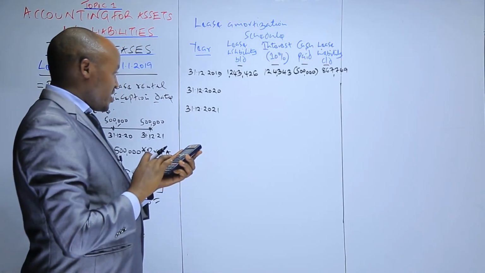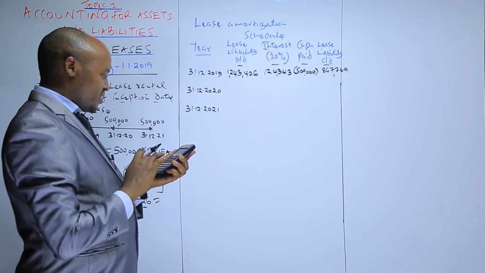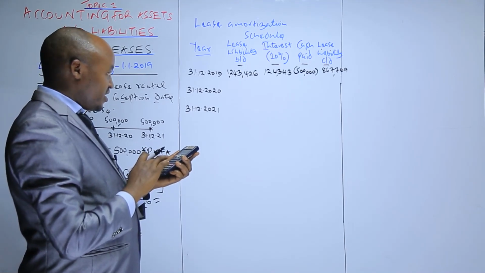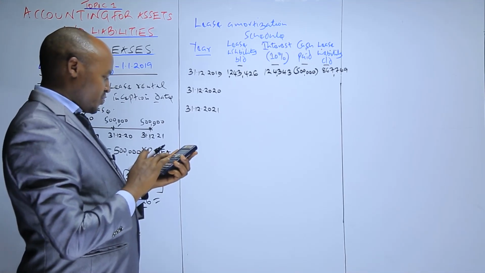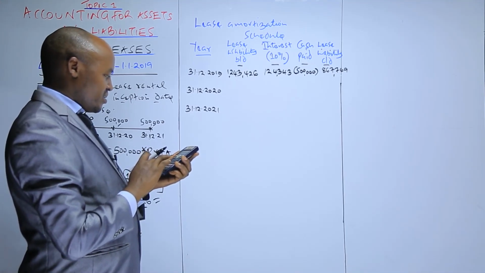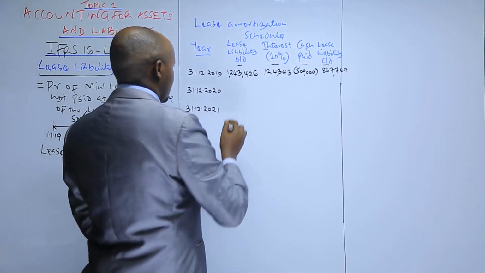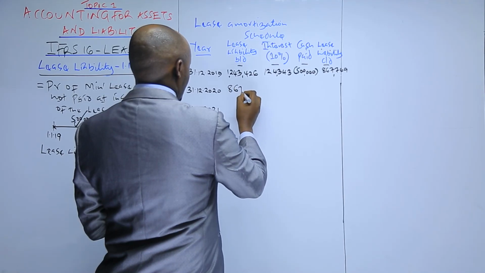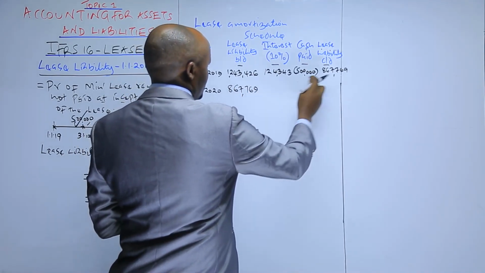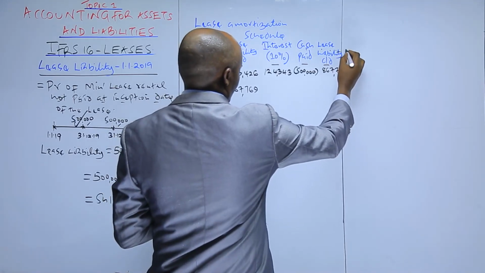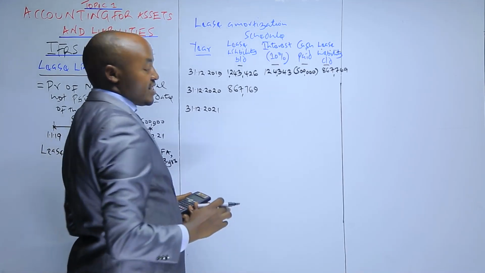We take 1,243,426 plus the interest 124,343 minus what was paid, which is 500,000. Yes, that will give us 867,769, which now will be the lease liability at the end of year one, and equally that now will be the lease liability at the start of year two.